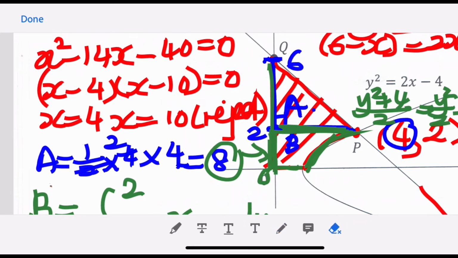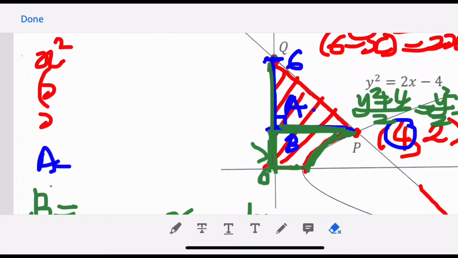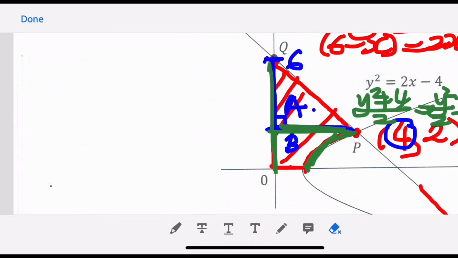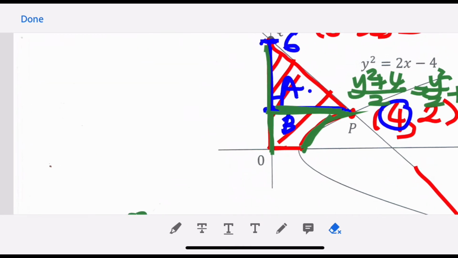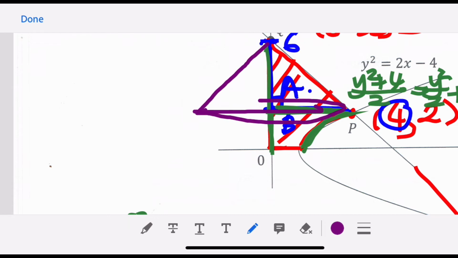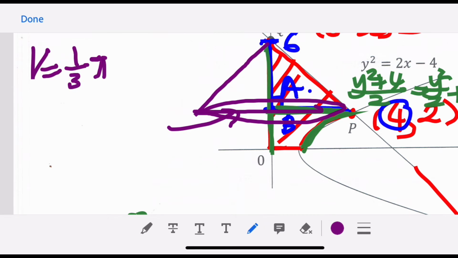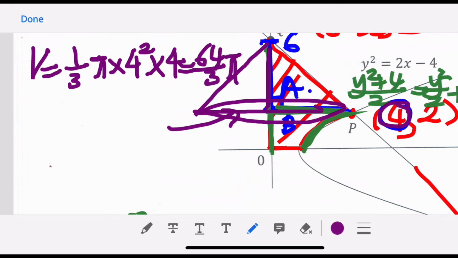So if we rotate this area about the y-axis, what we will get is a shape which looks like this. You will expect a cone. Okay, the volume of the cone is 1/3 pi r squared h. R will be 4, squared, times the height, which will be 4. This is the height, 6 minus 2. So we will have 64 over 3 pi.